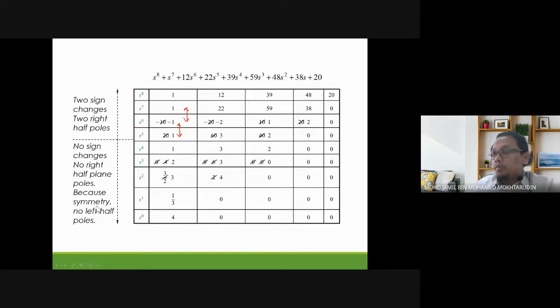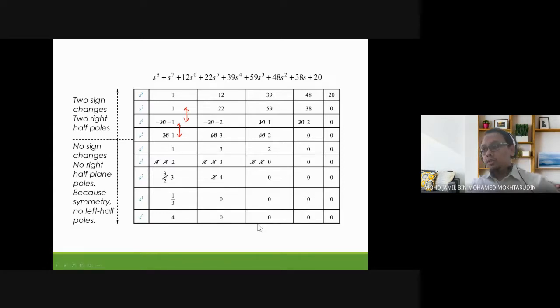Okay, so this is because of the symmetry. You can ignore the symmetry thing because this is more towards theoretical mathematics. Okay. So here the important thing is that there are two sign changes generated from the table, meaning that there are two poles located on the right hand side of the S-plane. Okay, so that's it for the two special cases using the Routh-Hurwitz criteria.